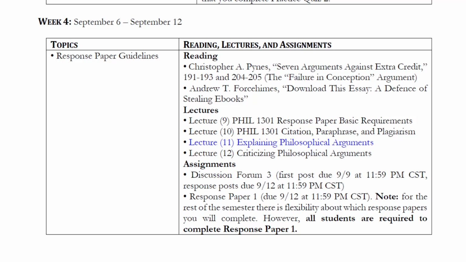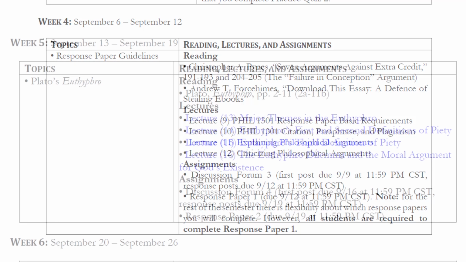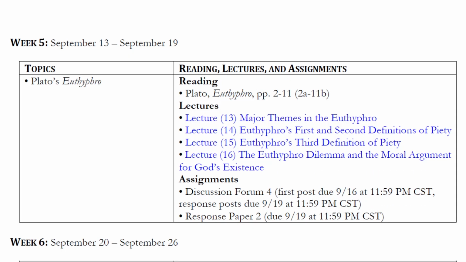First, you can consult the course schedule on the syllabus. For example, if we look at week 4 on the course schedule, we can see that response paper 1 is due at the end of the day on Sunday of that week. And if we look at the week 5 area on the course schedule, then we can see that response paper 2 is due at the end of the day on Sunday of that week as well.